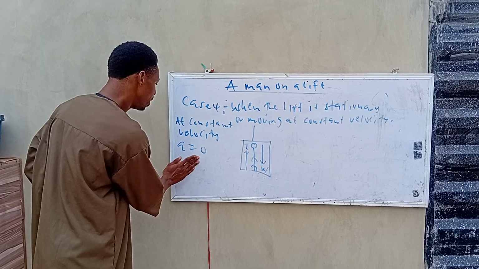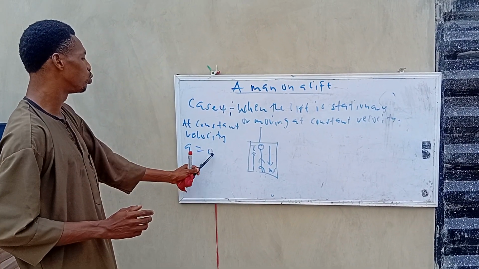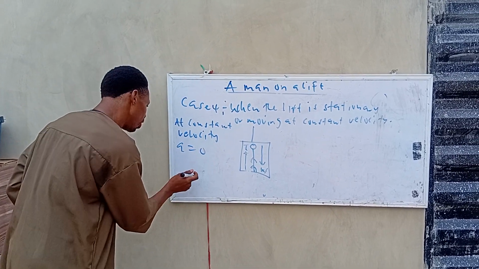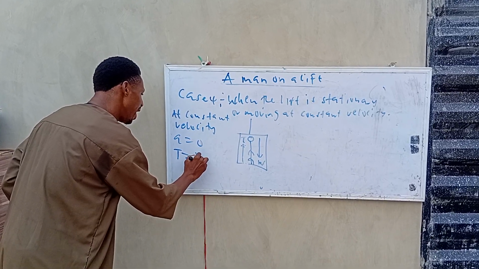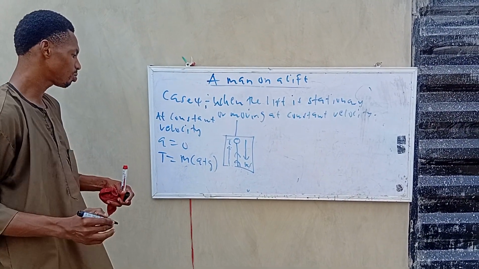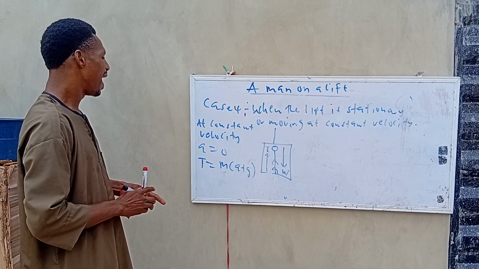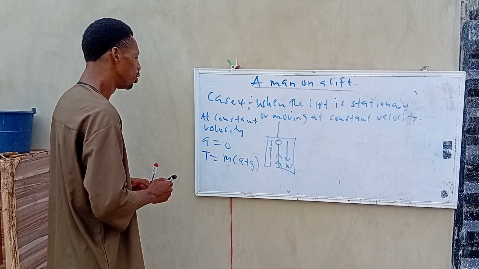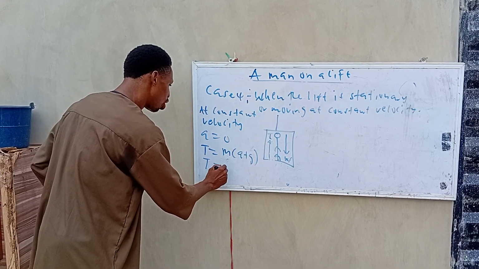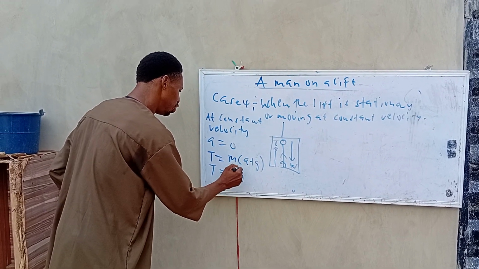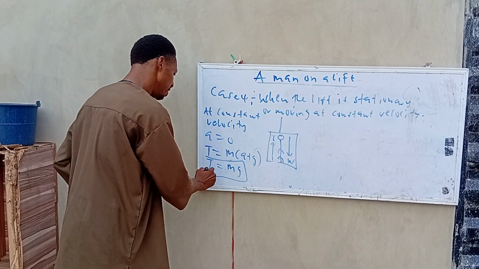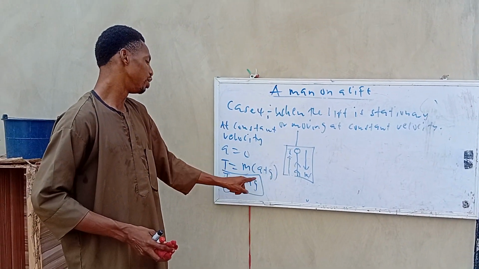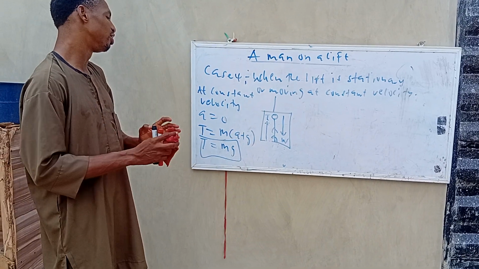Now, if A equals 0 because the lift is stationary, let's pick one of our formulas, which is T equals M over bracket A plus G. But in this case our A equals 0, so this place becomes 0. T becomes mg. Please don't forget. Because A is 0, when you put 0 here, you have only g here. So T becomes mg.